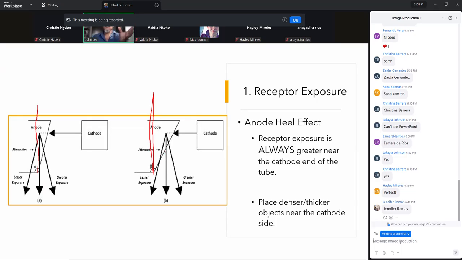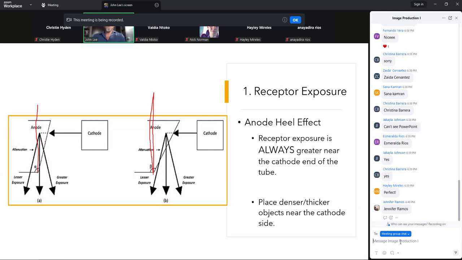Now, the greater angle does allow for greater heat dissipation. We're going to strike more of the anode with this big angle than we would with this one. The problem that we're going to have comes with the recorded detail. The greater the angle that we have, the larger the effective focal spot will be. So the line focus principle finds a balance between heat dissipation and the ability for the anode to absorb a great quantity of heat while still maintaining a small effective focal spot to reduce penumbra and increase recorded detail.